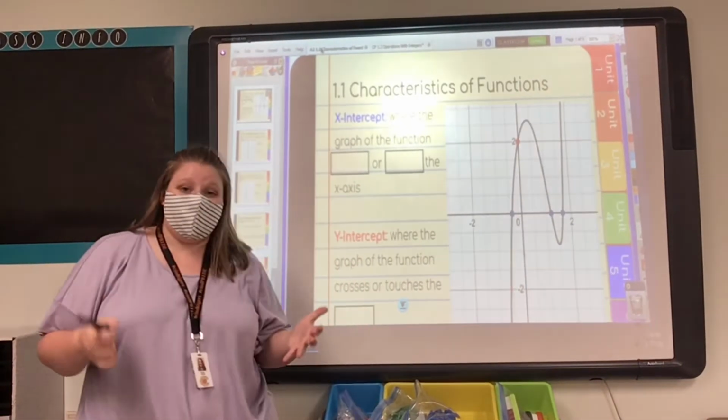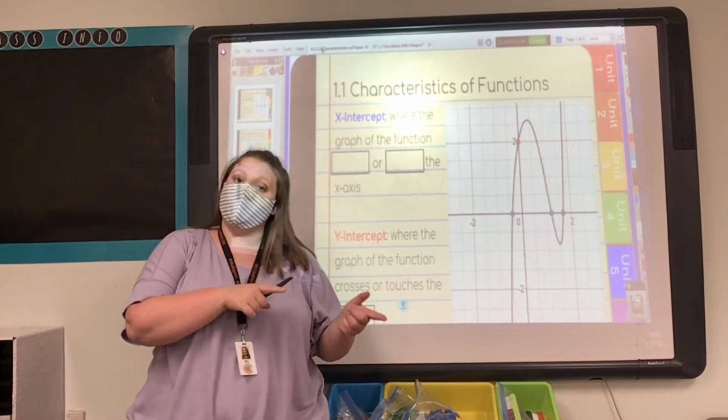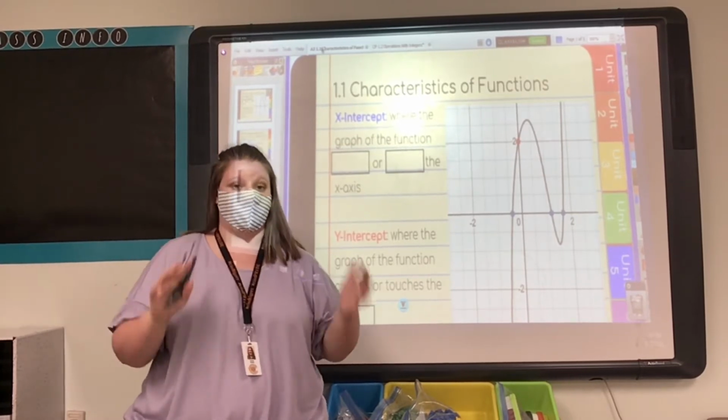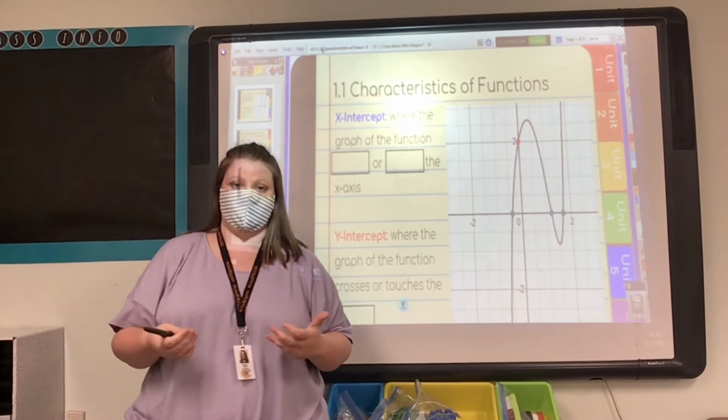Hey you guys, today we're going to be continuing with our characteristics of functions. So yesterday we looked at how to find the domain and the range of a function. Today we're going to look at the x and y intercepts of a function.